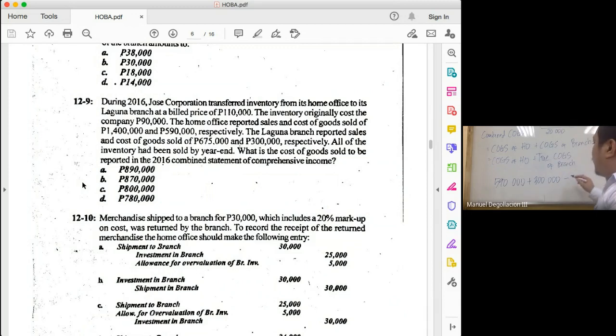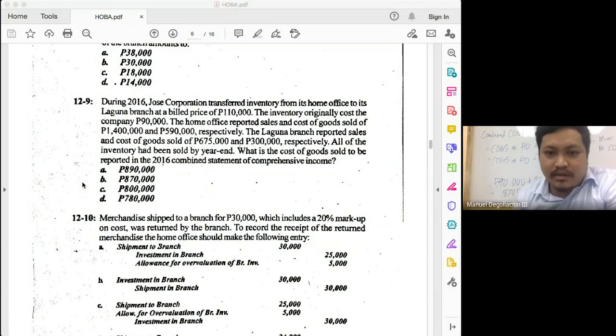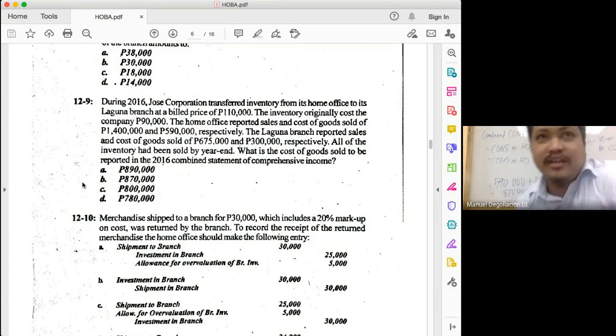And what do we do with the 20,000? We deduct it from the 300,000. And this will give us how much, class? 870,000. And that would be your answer for problem 12-9.